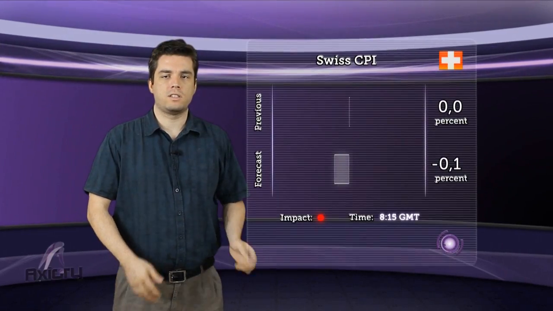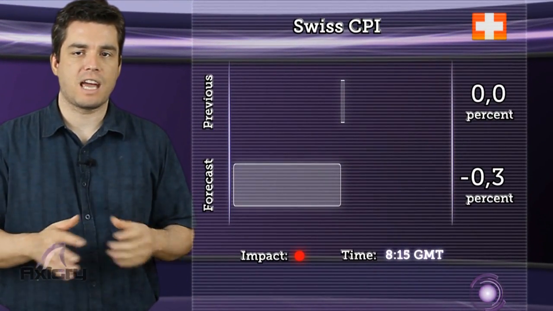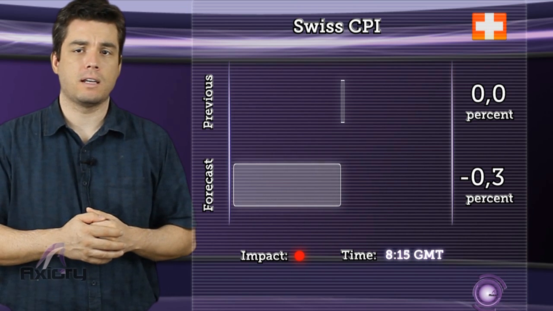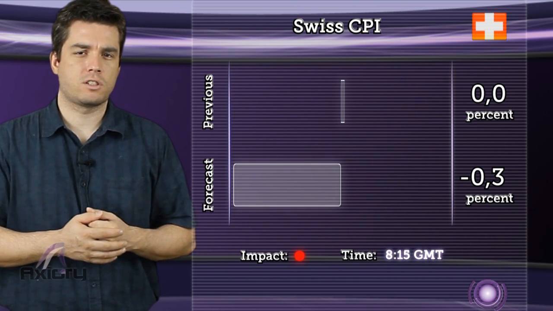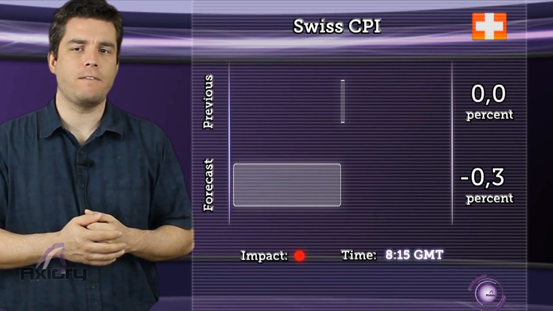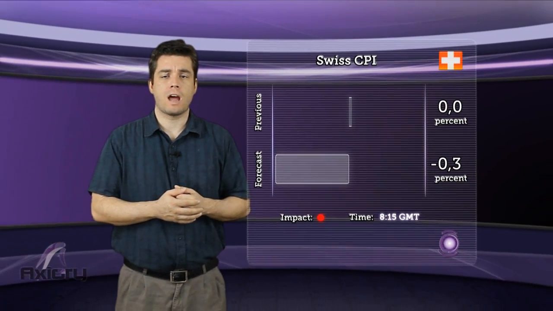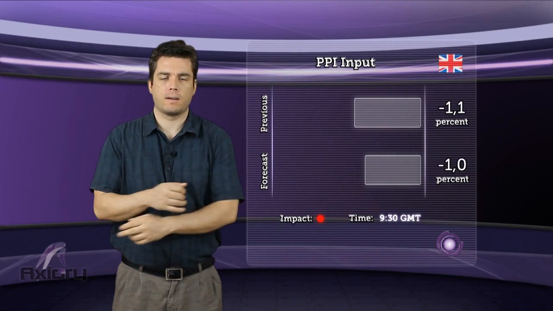First news is about Swiss CPI, which stagnated last month at 0%, and analysts are expecting now deflation at minus 0.3%. This statistic will publish later at 8:15 a.m. GMT, which will have a high impact on the franc.